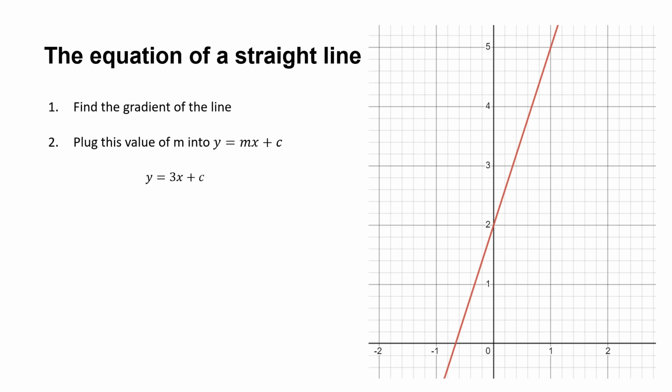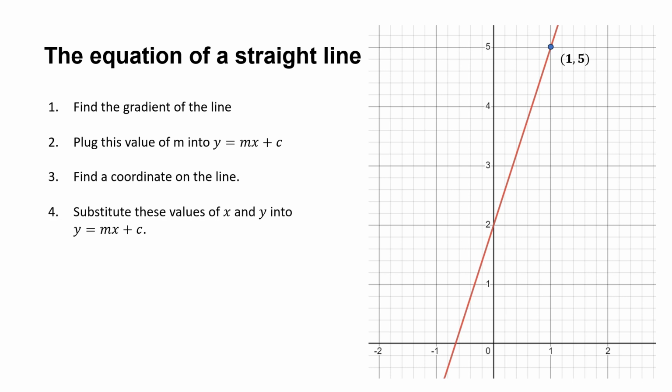So we replace the m with 3 and we get y equals 3x plus c. Now what we're going to do is we can find any coordinate on the line. Again, I always recommend if you're asked to find a coordinate and you can choose anything, just choose a coordinate that has nice integer values. So here I'm going to choose the coordinate (1, 5).